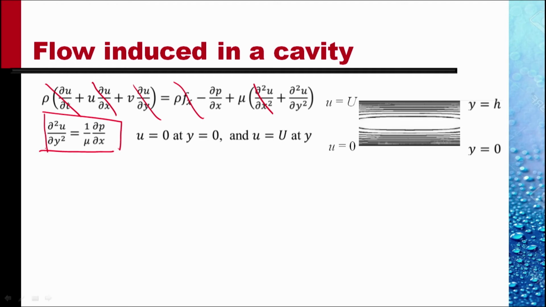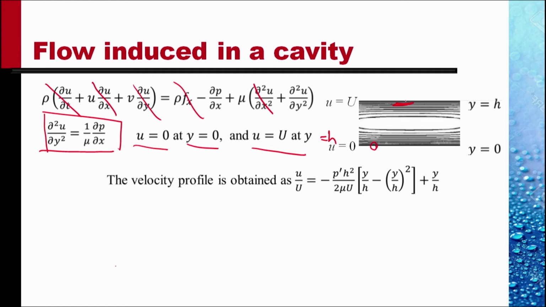To be solved with the boundary condition that u is equal to 0 at y is equal to 0 at the lower plate, no slip condition, and u is equal to capital U at y is equal to h, the no slip condition at the upper plate. The velocity profile is obtained by integrating this, as we have done for the Couette flow. This is nothing but Couette flow. It is u by capital U is equal to minus p prime h square by twice mu U into y by h minus y by h whole square, bracket closed, plus y by h. This is the velocity profile.